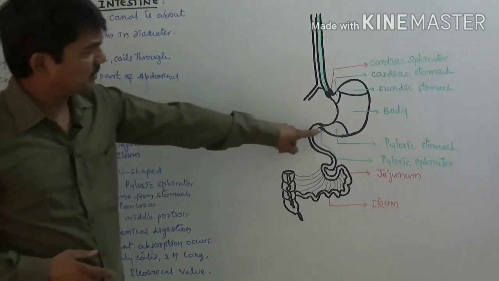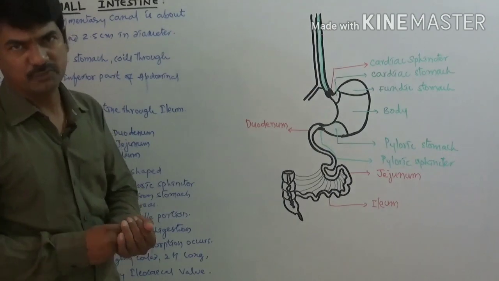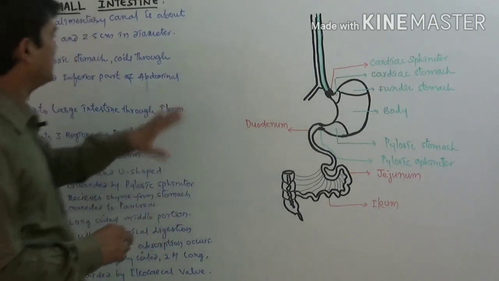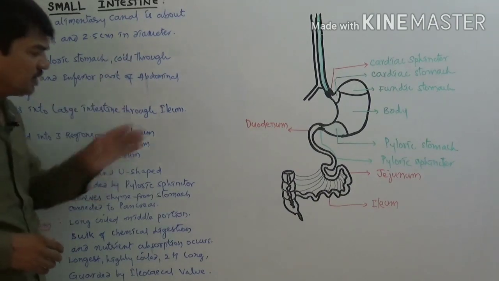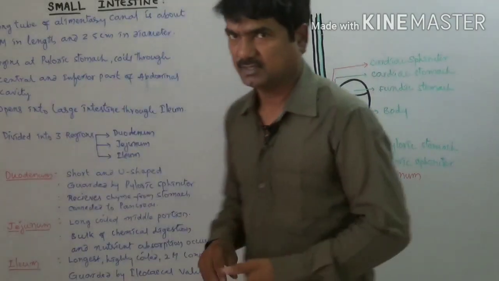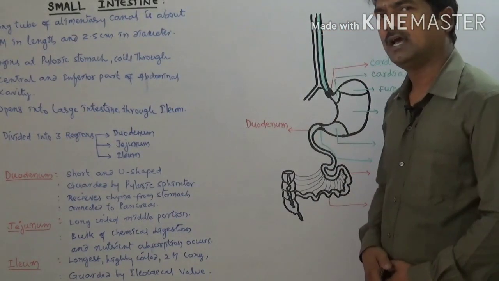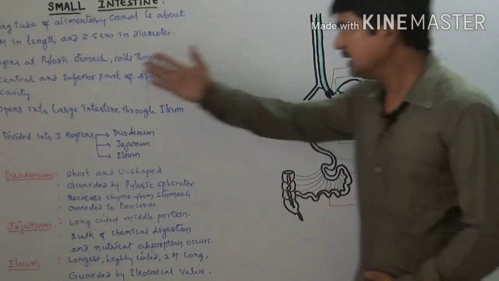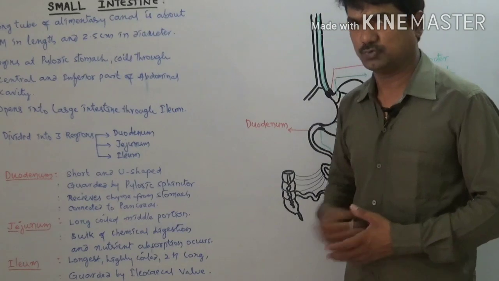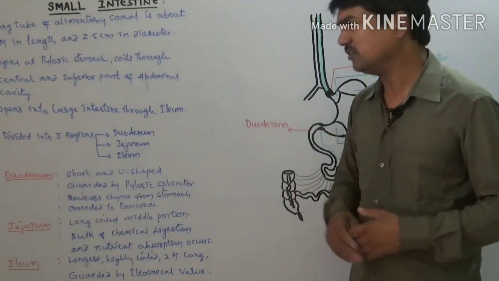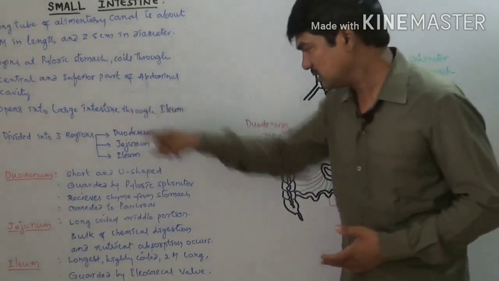This is the pyloric stomach, and here it opens and that divides into some specific parts. Here it begins at the pyloric stomach and it coils through the central and inferior part of the abdominal cavity. So inside of that, the central part and inferior parts will be present. Inside of that it will be coiled, and next it opens into the large intestine.